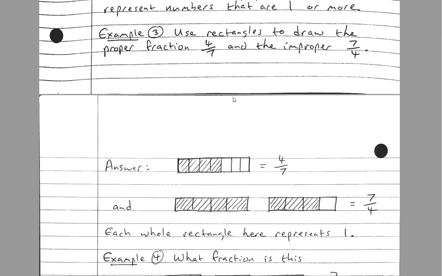All right, so 4/7. Okay, again, the bottom number is telling you to divide the rectangle. Yeah, we're using rectangles here. Divide the rectangle into 7 roughly equal pieces and shade in 4 of them. The top number tells you how many to shade.